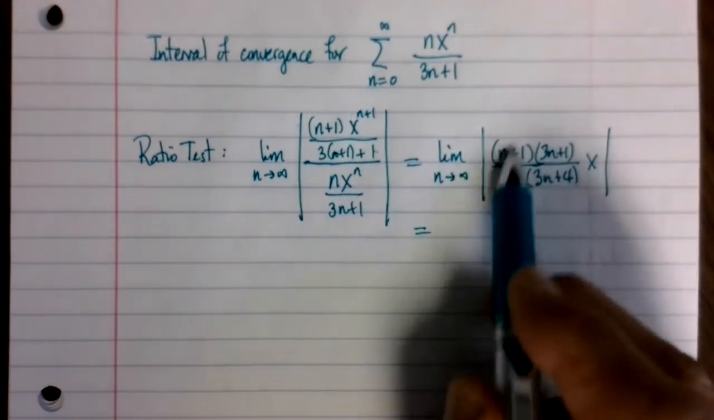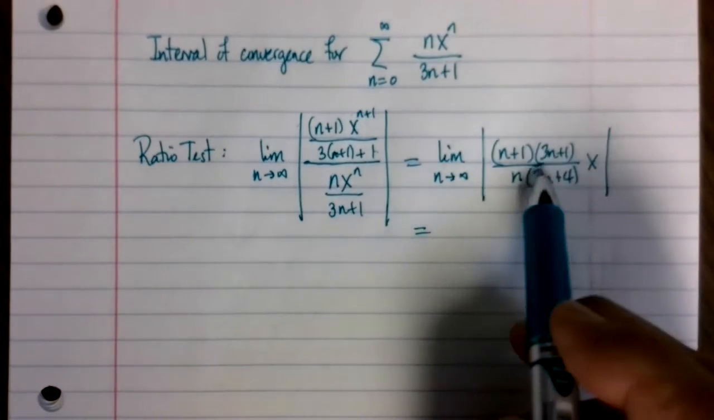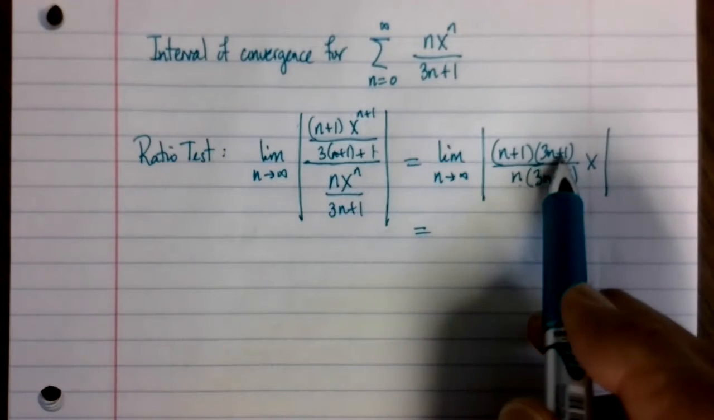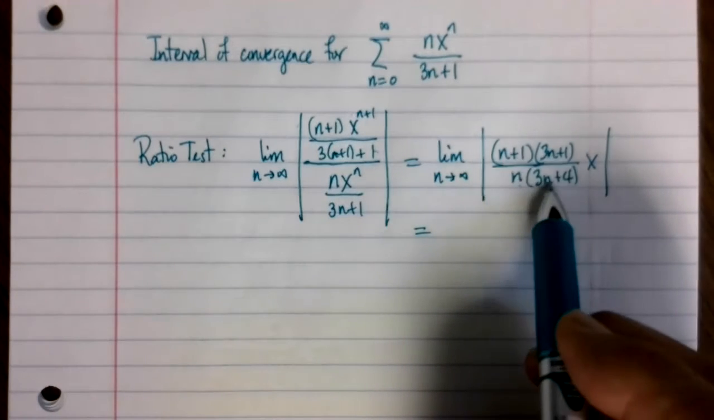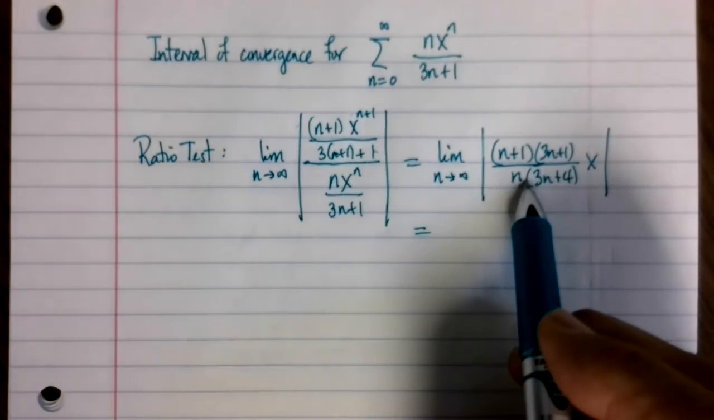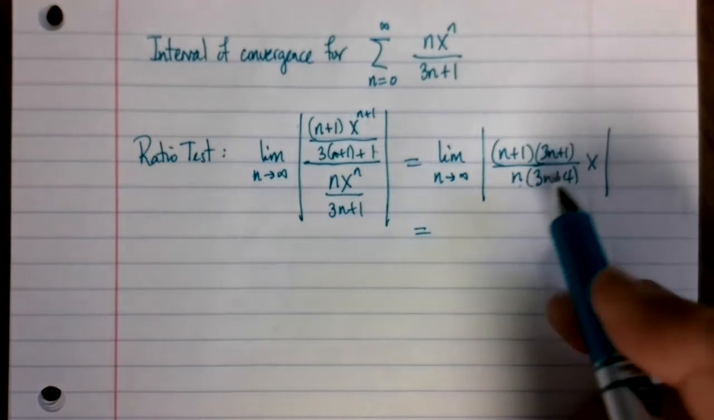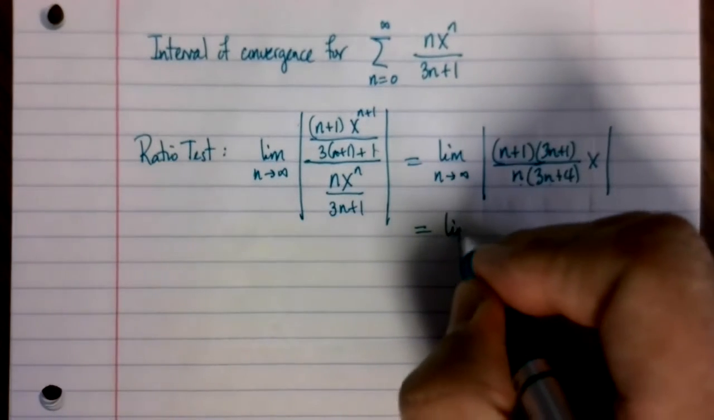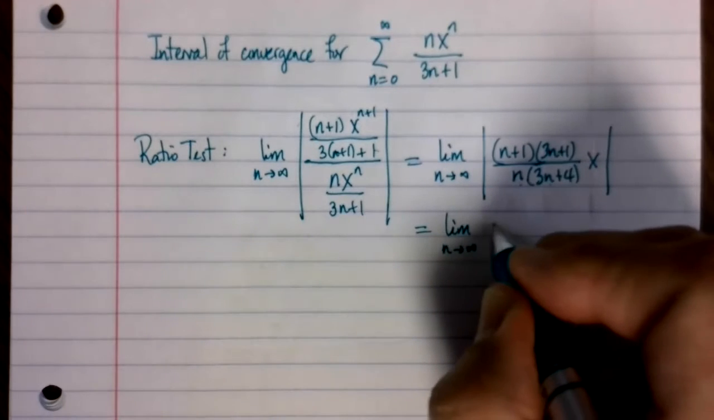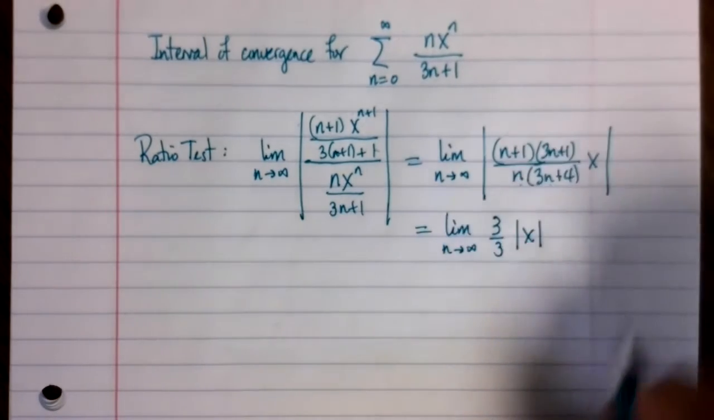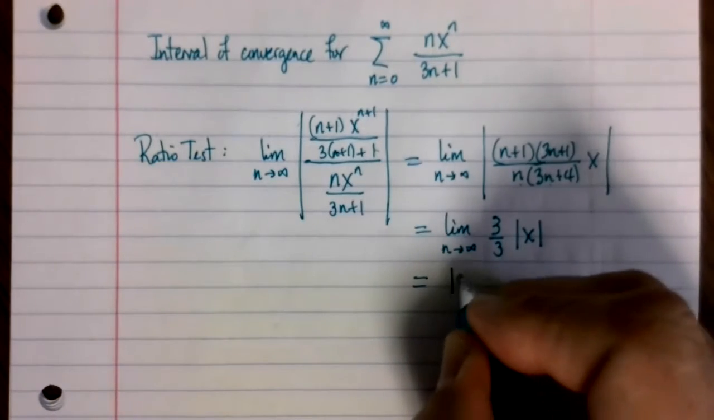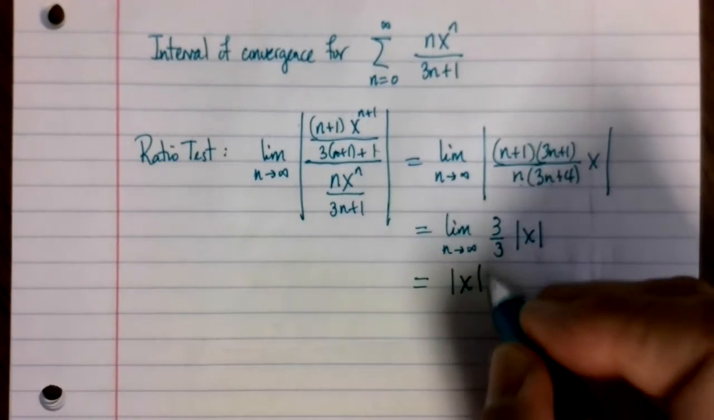All right, now we can use L'Hopital's rule here, but we see that if I were to multiply this out, the leading term would be 3n squared. Likewise here, the leading term would be 3n squared. So it's quadratic top and bottom, and so I can divide the leading coefficients to get the limit. I get 3 over 3 times the absolute value of x, and that, of course, is just simply going to be the absolute value of x.